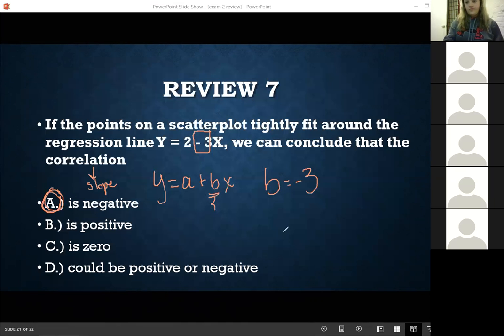This would look something like this. If we had 2 here, we would have it looking something like this: the 2 minus 3x, so our slope here would be over 1 in x and then down 3, so -3. All right, good job, guys.